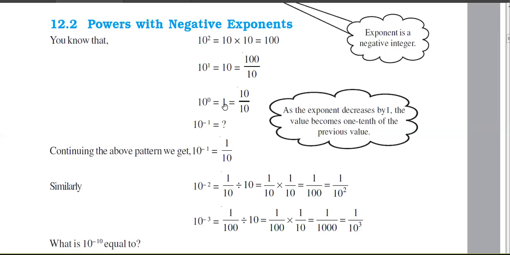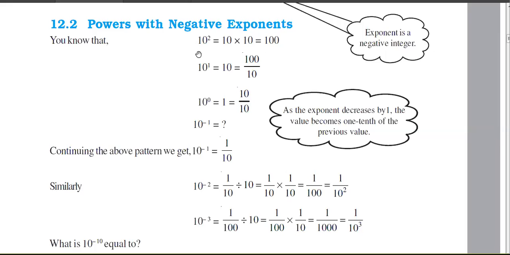And then what about 1 and 10? When you multiply 1 by 10 into 10, again you get 1. So as the exponent decreases by 1, the value becomes 1/10 of the previous value. Or you can say in other words that the earlier value is 10 times the new value. 100 is 10 times 10, and 10 is 10 times 1, because of the base being 10.